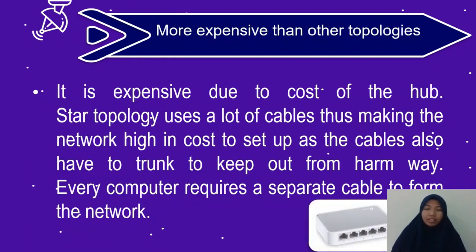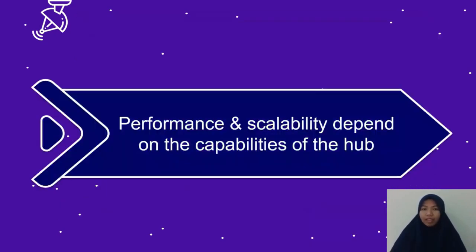Besides that, the star topology is more expensive than other topologies. It is expensive due to the cost of the hub. Star topology uses a lot of cables, thus making the network high in cost to set up, as the cables also have to be run. Every computer requires a separate cable to form the network. Lastly, the performance and scalability depend on the capabilities of the hub.